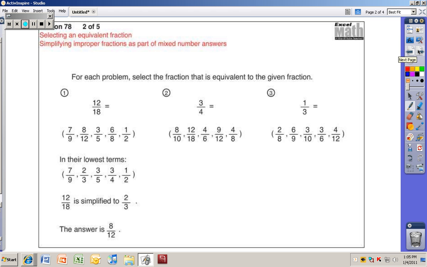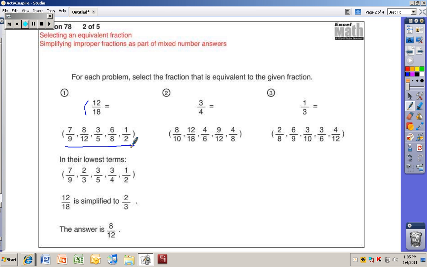Got that, Emma? Mm-hmm. Okay. So here are some problems. Select the fraction that is equivalent to the given fraction. 12/18. All right, so does one of these kind of pop out as looking like it's equal to 12/18? Doesn't look like it. Not too easy there.